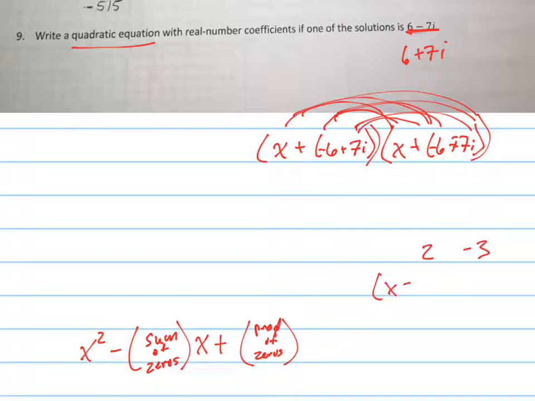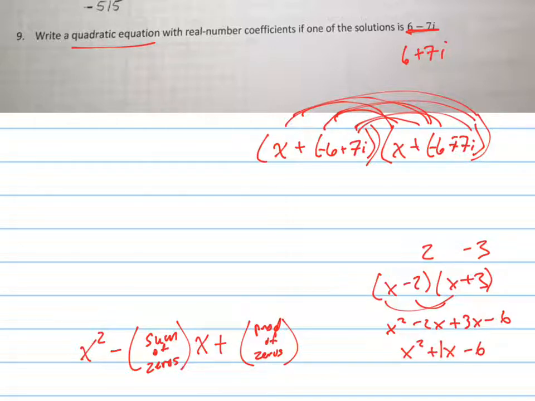You would do x minus 2 and x plus 3, and then you would do what? x squared minus 2x plus 3x minus 6. That's x squared plus x minus 6. What's this number right here? What's 1 equal to? It's the opposite of the sum of the zeros. What's the sum of these two zeros? Negative 1. What's the opposite of negative 1? Positive 1. And that's why there's a positive 1 there.